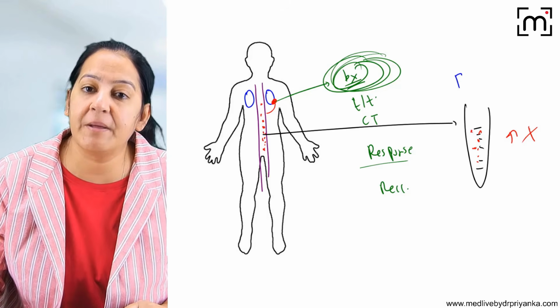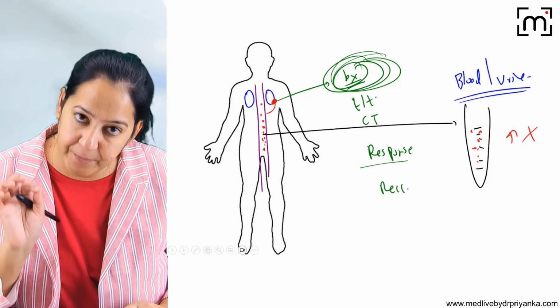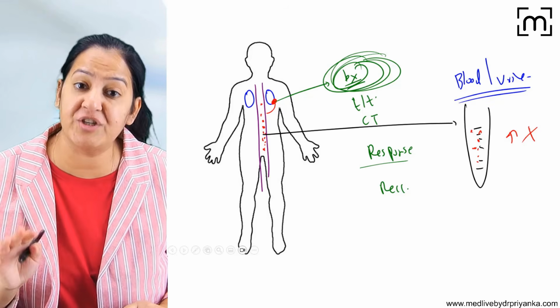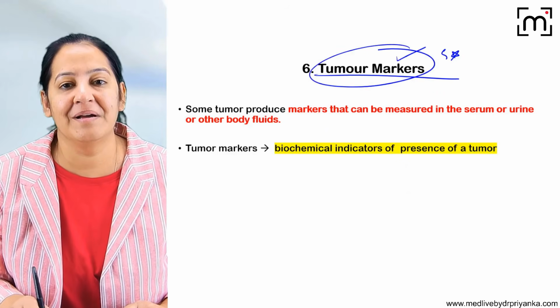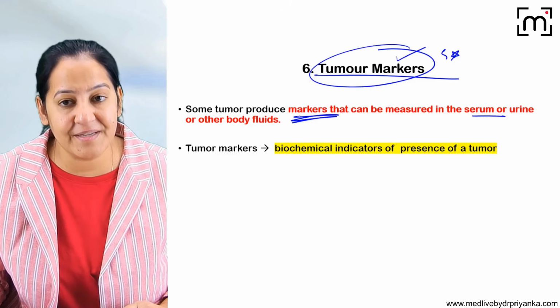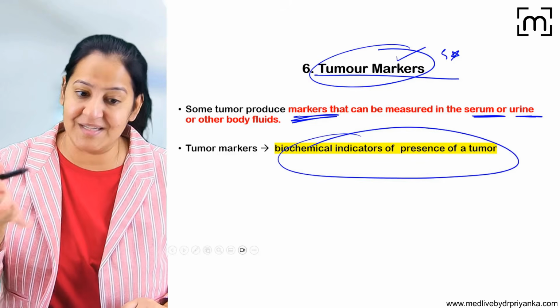The patient has to give the blood sample or urine sample. So we will test for a specific protein or antigen in the blood or the urine of the patient which is secreted by the tumor. That is a tumor marker. These are the markers of the tumor that are present in the blood or the urine of the patient. These are the biological indicators that the tumor is present in the body.